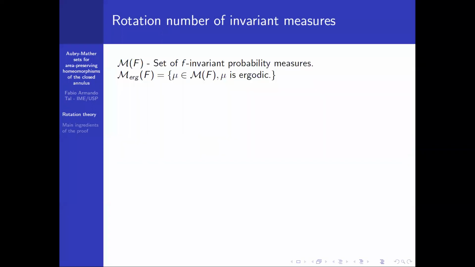So let me start with this rotation theory. Let me start with some idea. First, I will look at rotation from the point of view of measure. I have a set of invariant measures for my homeomorphism. This is M of f, the set of invariant probability measures. And then I have M_erg of f, which is the set of ergodic invariant probability measures.